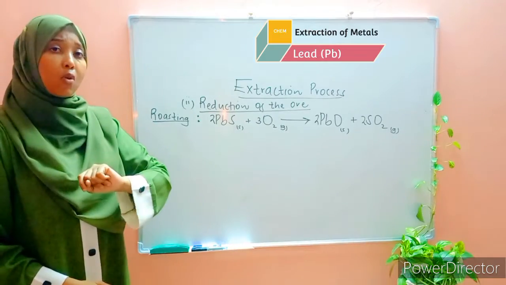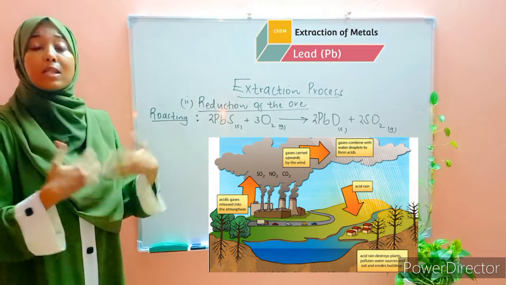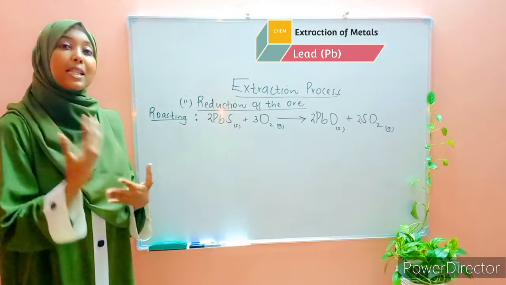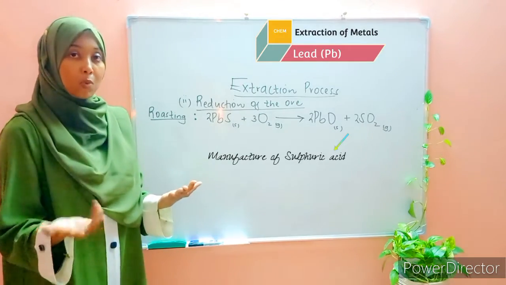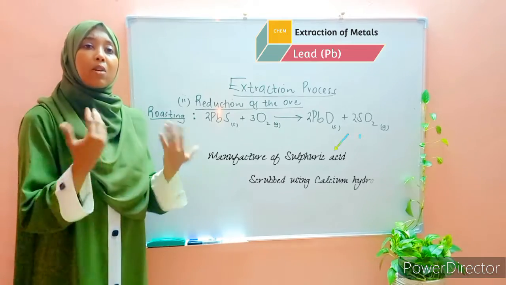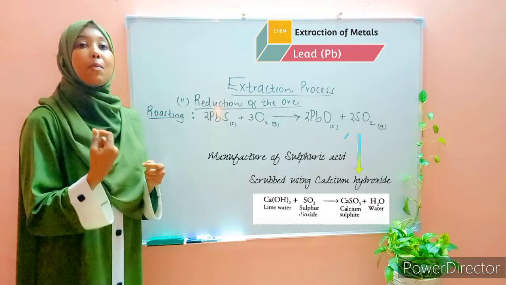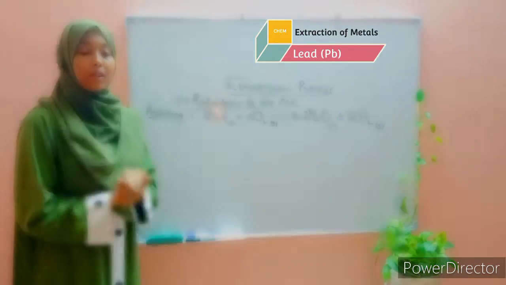Now sulfur 4 oxide is a pollutant, so that means that it cannot be allowed to escape into the surrounding. So essentially what happens is that it's either used in the manufacture of sulfuric acid through the contact process, or it's scrubbed. Scrubbing simply means a reaction of acidic gases like sulfur 4 oxide with calcium hydroxide. This leads to the formation of calcium sulfite.